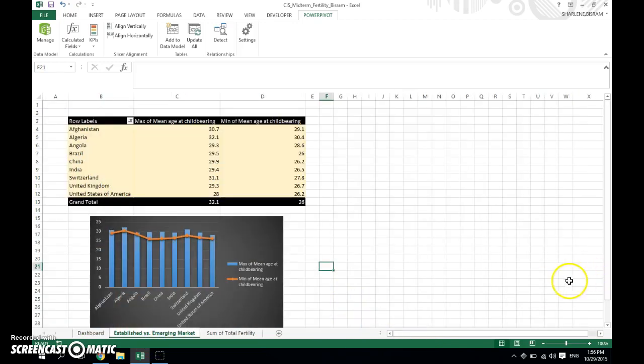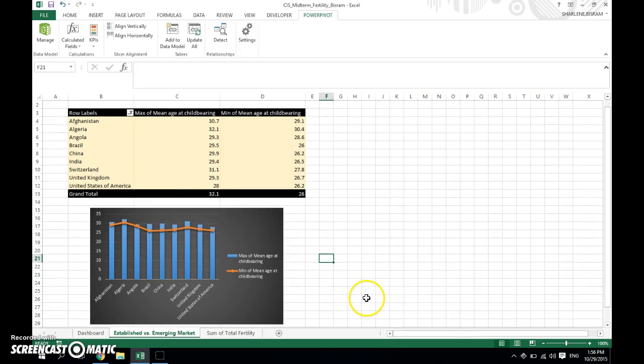The second tab, Established versus Emerging Markets. My goal here was to put a pivot table together to show a snapshot of what the world is like. In my pivot table, it displays the minimum and maximum age of childbearing in 3 developed, 3 emerging, and 3 underdeveloped markets. The reason why I chose these particular countries is because I really wanted to get an idea of, around the world, a really good cross-section of the age range.